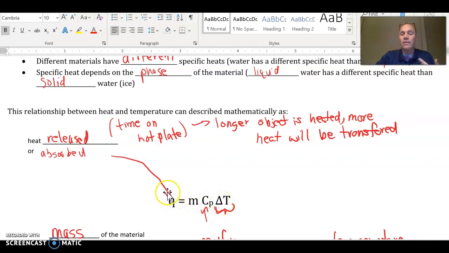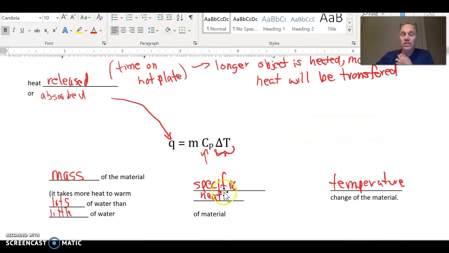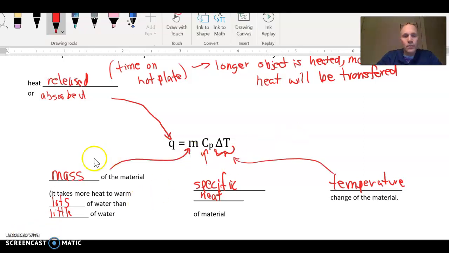Q could also be heat that's given off by the material, heat released by the material. For example, if you put something into a freezer, heat is going to flow from the object to the surroundings. So Q could be the amount of heat that an object loses, and in that case, it's going to cause the temperature to go down, which is going to be reflected in this delta T right here, which is the change in temperature of the material. M is going to stand for the mass of the material.